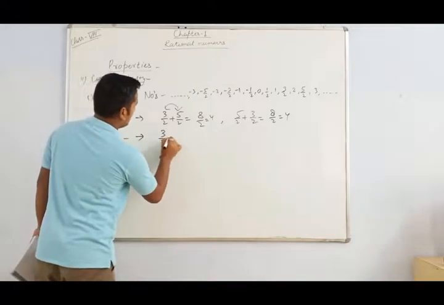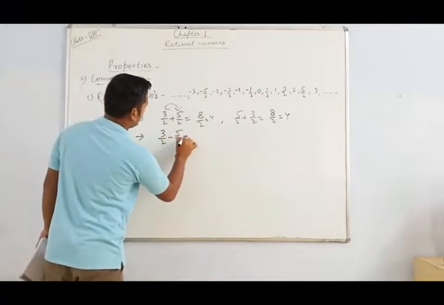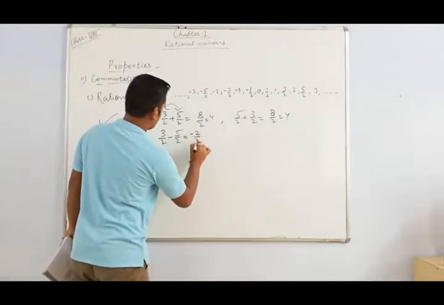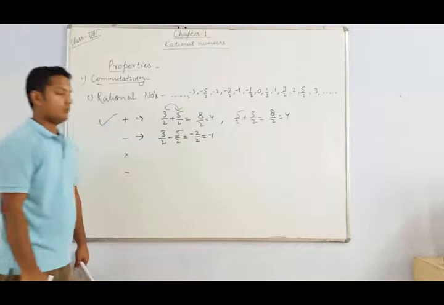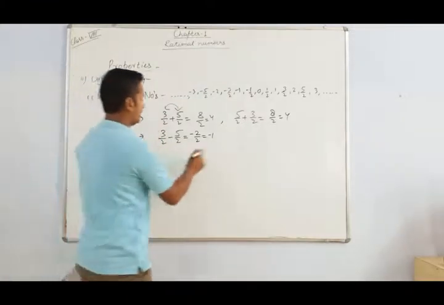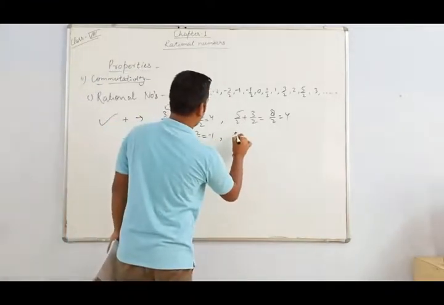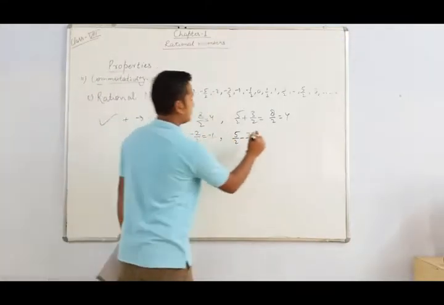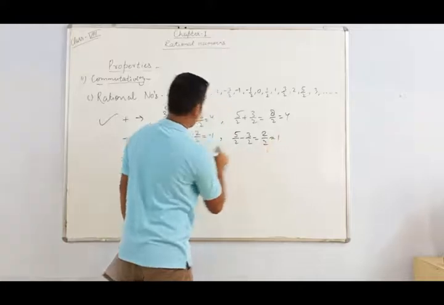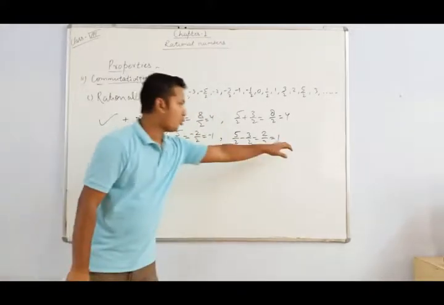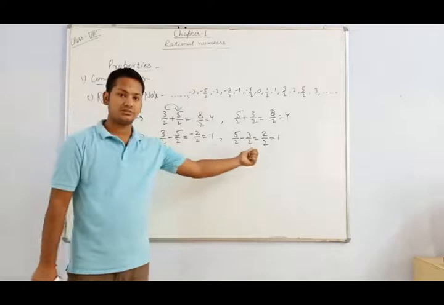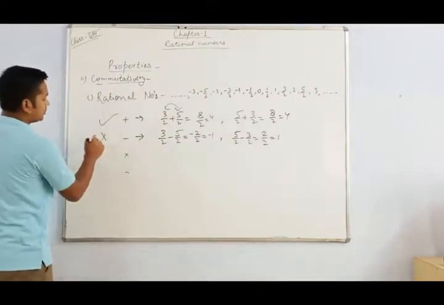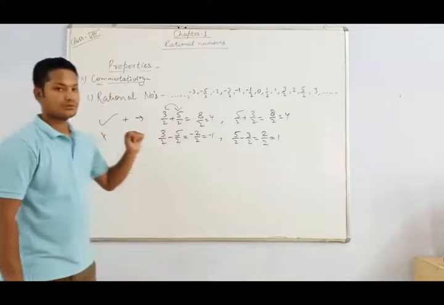3 by 2, let's take it again, minus 5 by 2 will give you minus 2 by 2, that is minus 1. Now interchange them. 5 by 2 minus 3 by 2. Will it give the same result? No, obviously, because we are getting here minus 1 and here 1 by interchanging the places of these numbers. So we can say that rational numbers do not commute under the operation of subtraction.